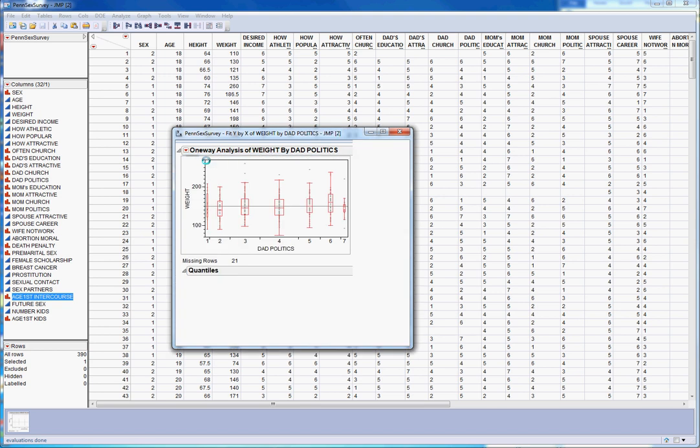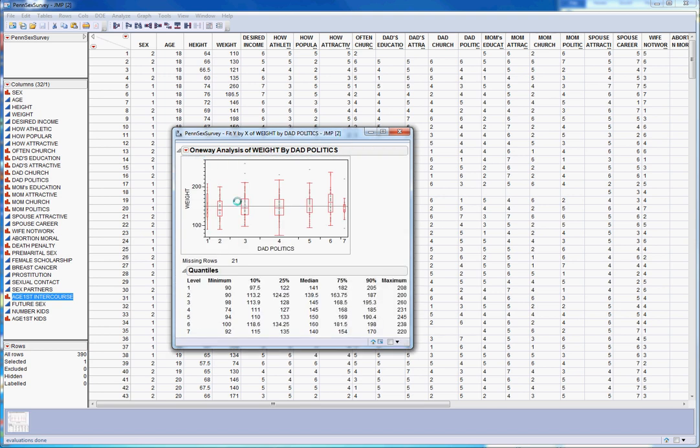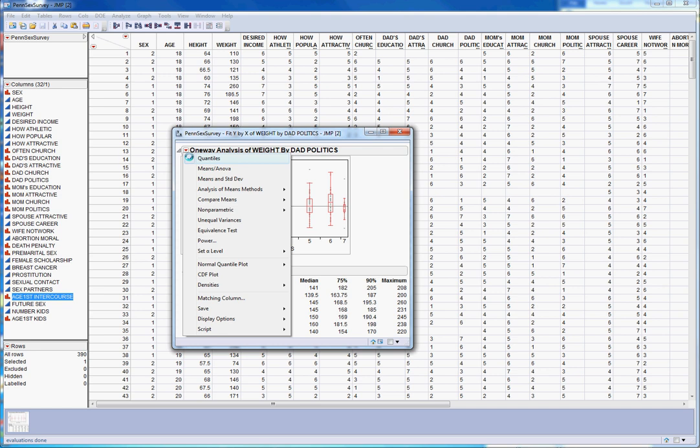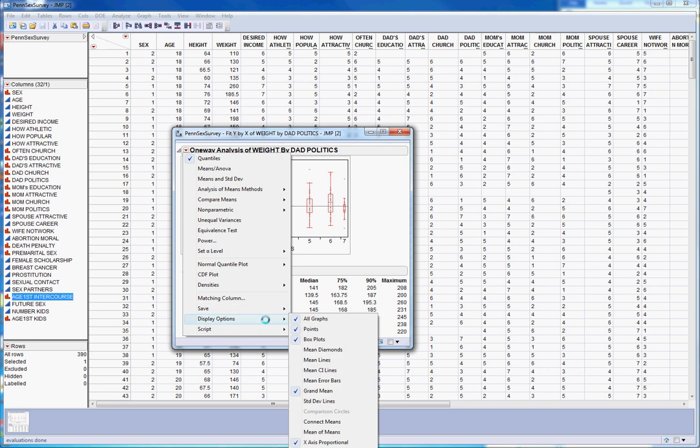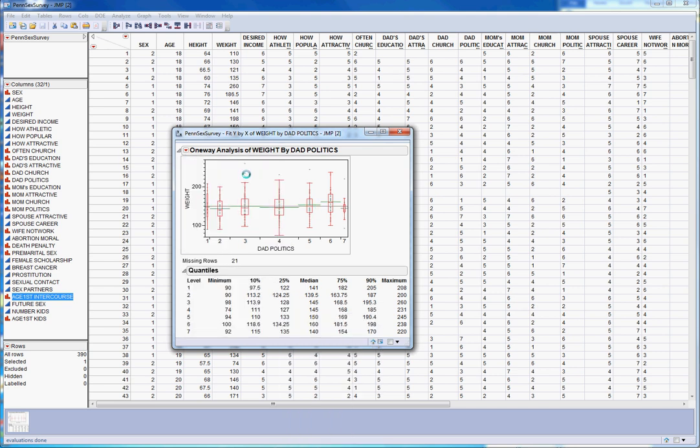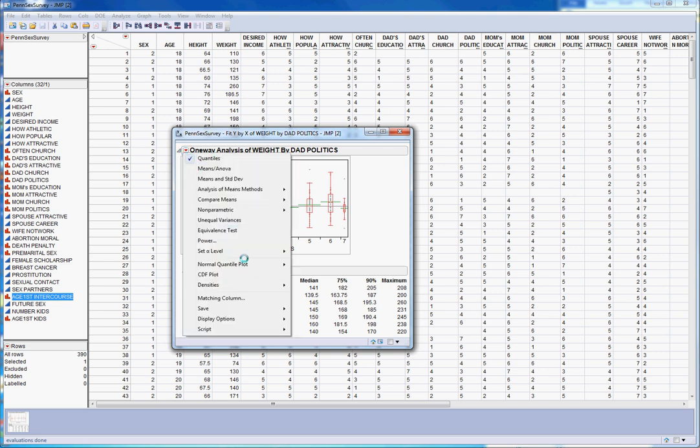So what can we do? We can do this, quantile, that gives us information about the spread of these guys. We can also plot the means, right? If we go to display options, mean lines, this will put a line at each of the means, so we see when they're bigger or less than the median.